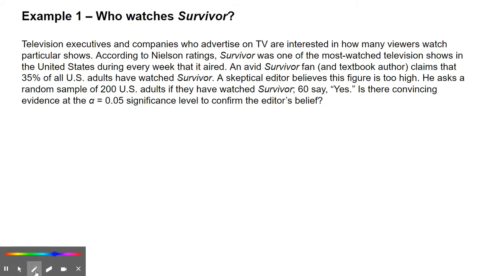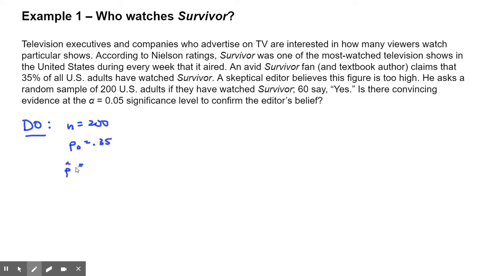All right, so now let's do it. When we do the problem, the first thing we're going to do is identify our three values we need. So again, you already have your n value written down. It's 200. You have your null value written down of 0.35. So now you have to find your p hat value by taking your sample of 200 and seeing how many said yes. 60 said they watched Survivor out of the 200. 60 divided by 200 is 0.3. Nice and easy. There we go.